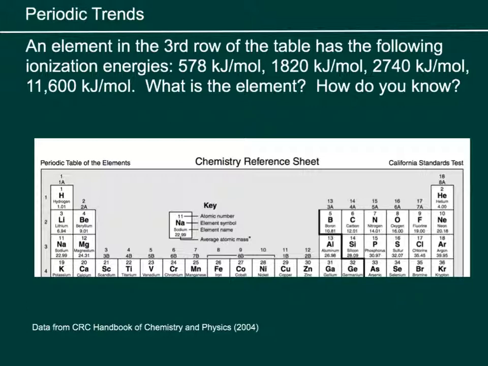Okay, what you're looking for in this case is a big jump. So we go 578, 1820, 2740, 11,600. That 11,600 represents a pretty large jump in ionization energy. What that means is you're taking that fourth electron off something that has a substantially stronger hold on it than the previous three. So if we look at our row here, what we're really looking for is something where the first three come off reasonably easily, and then it's very, very hard to take off the fourth.